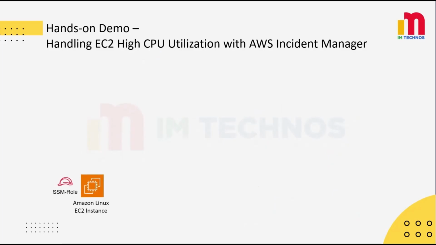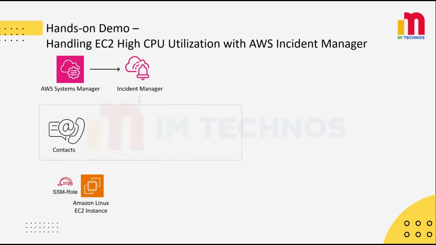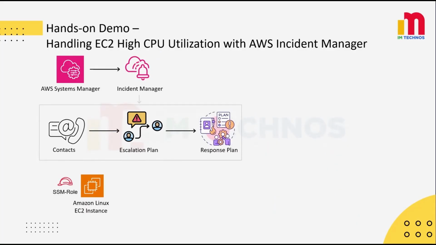First, we will launch an Amazon Linux EC2 instance and attach an IAM role that gives it SSM permissions so that it can be managed through Systems Manager. Next, enable Incident Manager for the region we are working in. After that, create contacts and add an email address that should receive notifications during an incident. With contacts in place, create an escalation plan that defines who to notify and when to escalate if there is no acknowledgement. Then create a response plan and link the escalation plan to it.